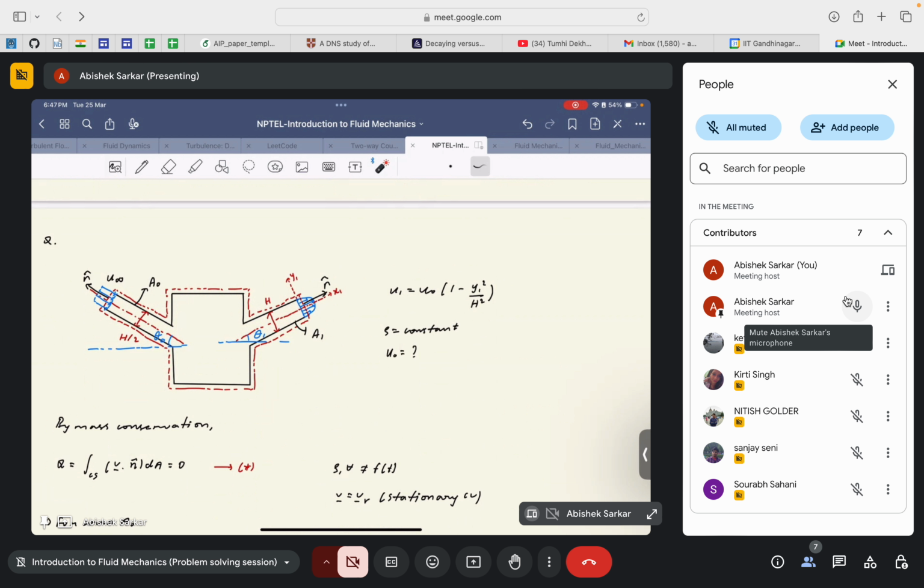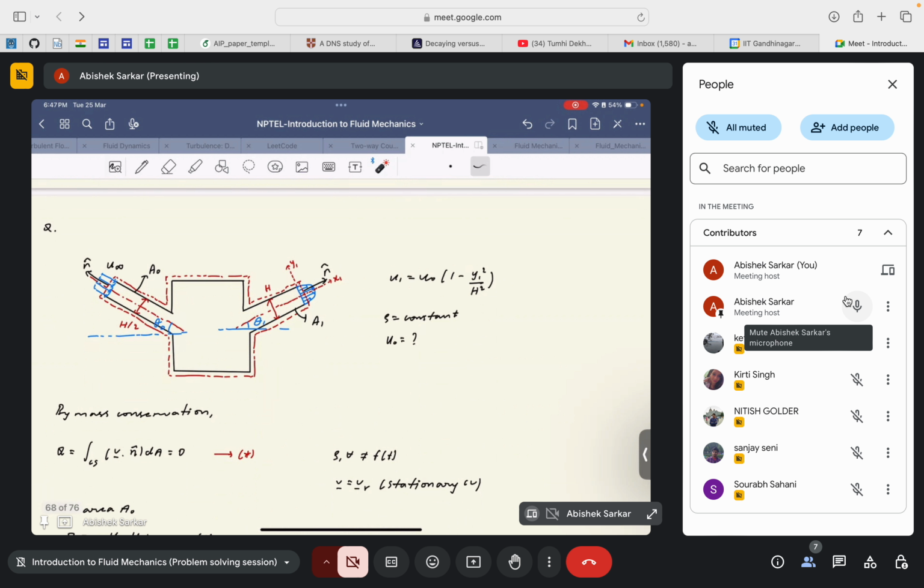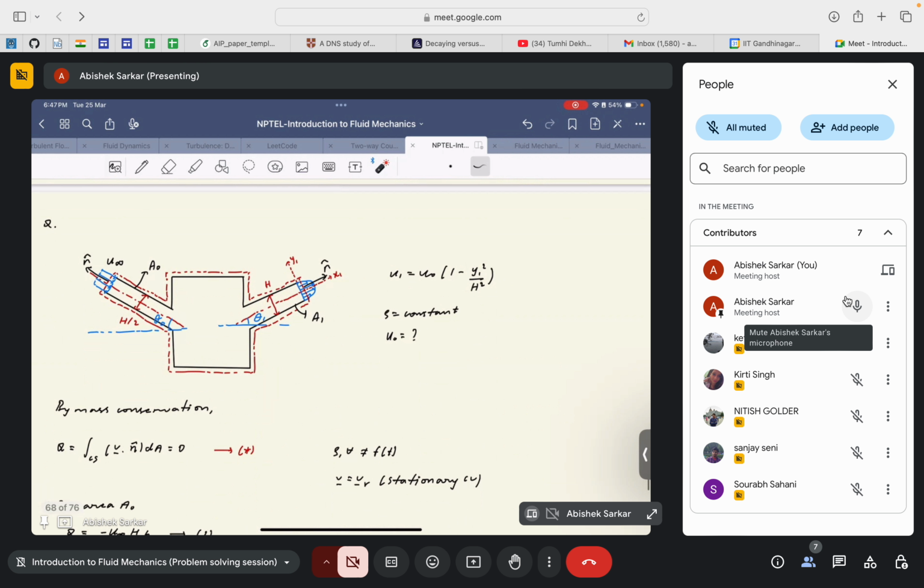The question is, in this case, all the terms are already mentioned. The thickness of this particular arm is say h by 2, and the thickness of this arm is capital H, twice this thickness. The area at the left arm, which is the inlet, is A naught, and the velocity profile at the inlet is given by u infinity, which is a constant velocity profile.